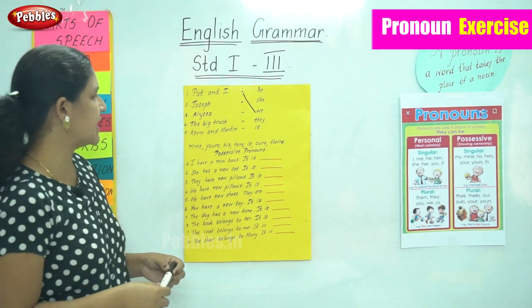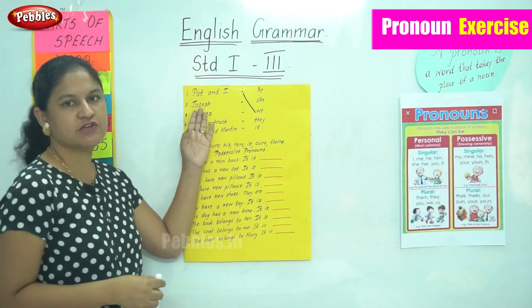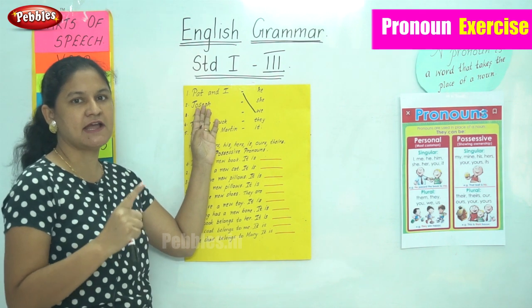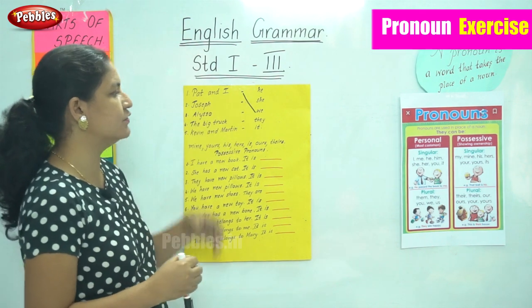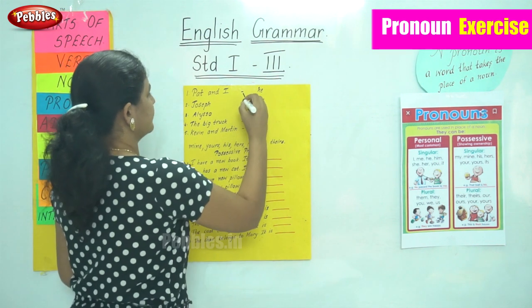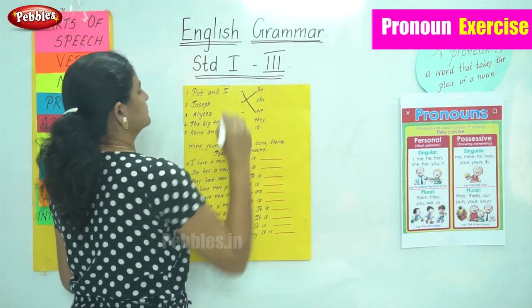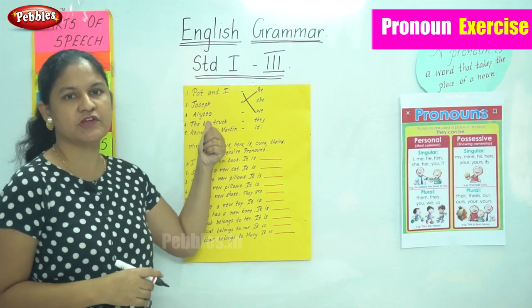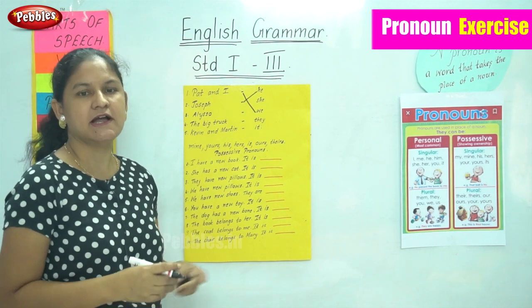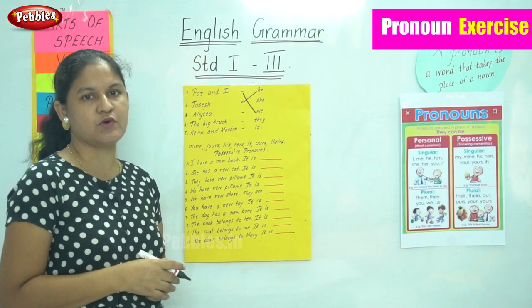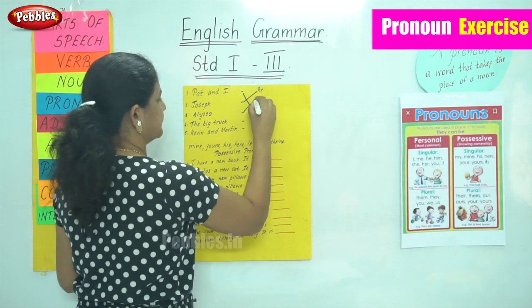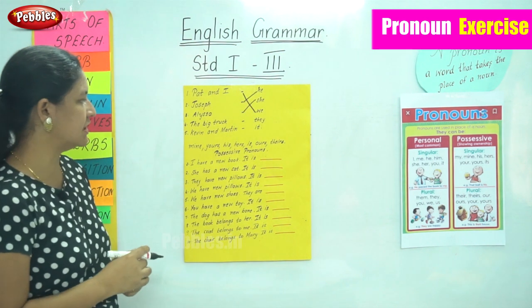The next sentence I have Joseph. We are talking about one person, personal and singular form. Then I use he: Joseph, he. In the third we have Aliso. Aliso, we are talking about a girl. Again, it is a personal pronoun and in the singular form. So I use the word she.